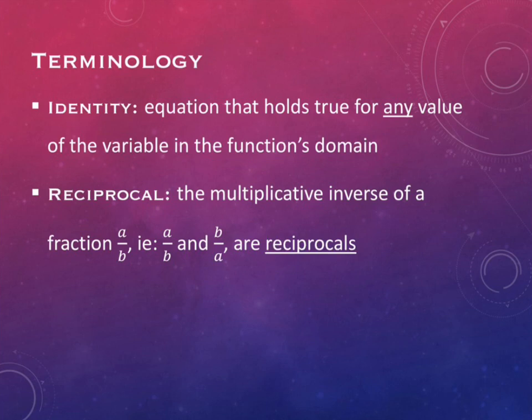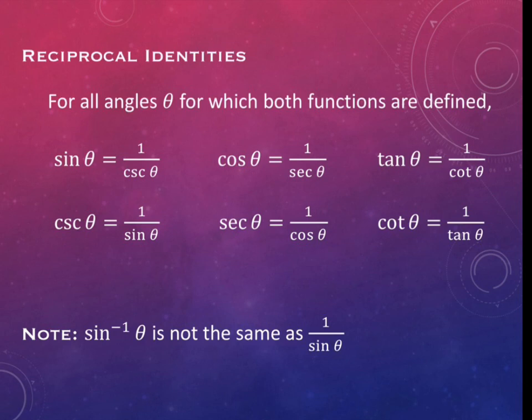Reciprocals, which I already mentioned, is the multiplicative inverse of a fraction. It's the flip, right? So if I take A over B, it's B over A. We call A over B and B over A reciprocals of one another. So that's just terminology to remind you. But these are the reciprocal identities.